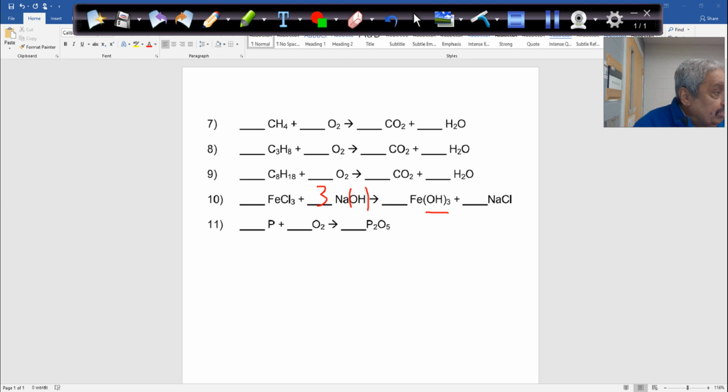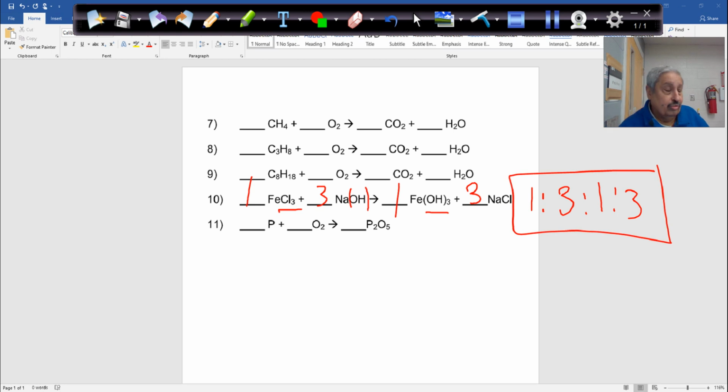Anytime I see parentheses, that's a polyatomic group or ion. So I just take it as one unit. I put three because there are three OH, three here. By doing this, correct guys? By doing this, I have taken care of the OH. However, I have here the chlorine is 3 and the sodium is 3, so I'll put 3 here. So I have taken care of the sodium. Sodium is 3, OH is 3, 3 chlorine and 1 iron, and I think it's now balanced, correct? Is it balanced or not? Balanced. So the mole ratio is 1, understood not written, 1 to 3 to 1 to 3. That's the mole ratio or the coefficient ratio.